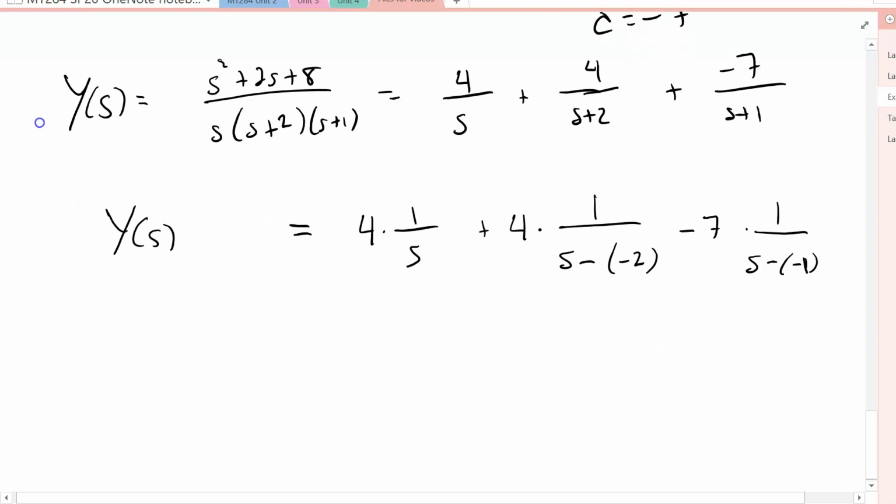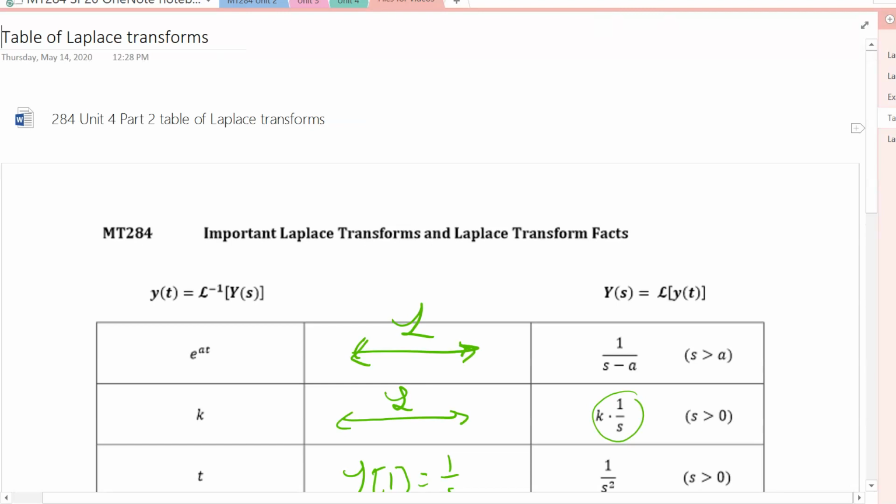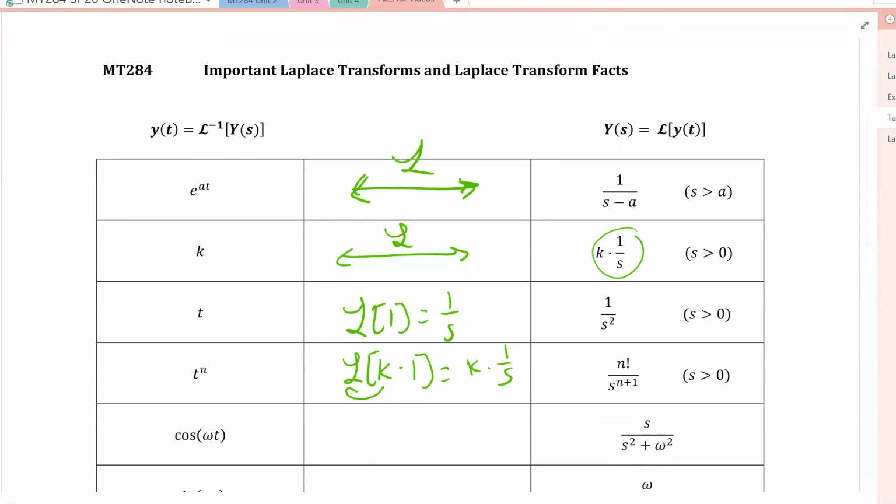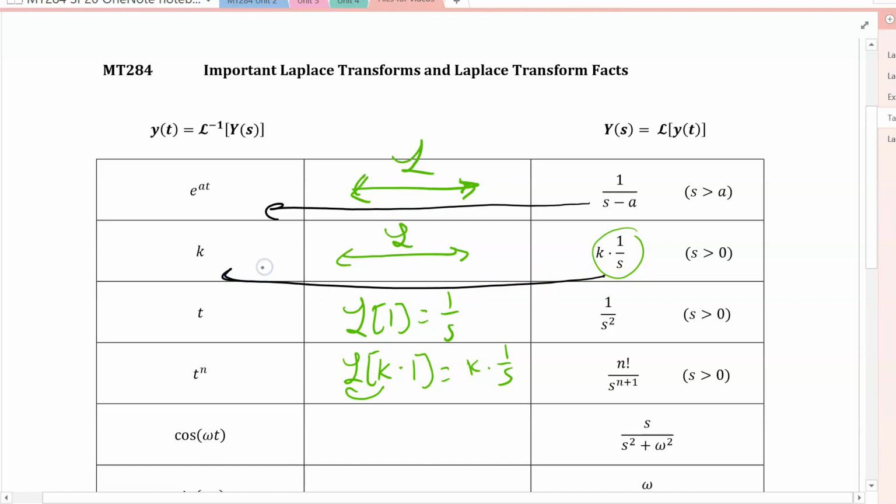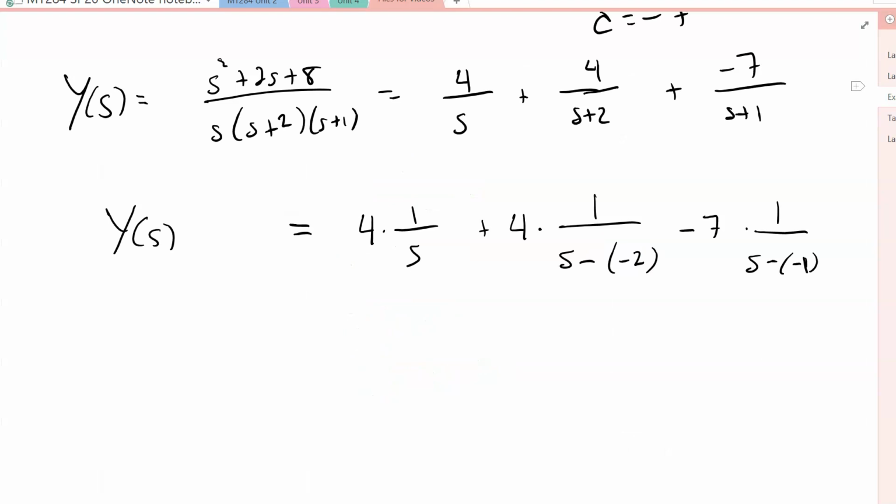Okay, now just looking back at our table of Laplace transforms, keeping in mind that the Laplace transform of e to the at is 1 over s minus a. What we're going to now say is, all right, we have 1 over s minus a. Let's convert that to e to the at. If we have a constant times 1 over s, it is going to be related to that constant, because 1 over s was related to the constant function 1, so we're going to have k times 1, which is just k.